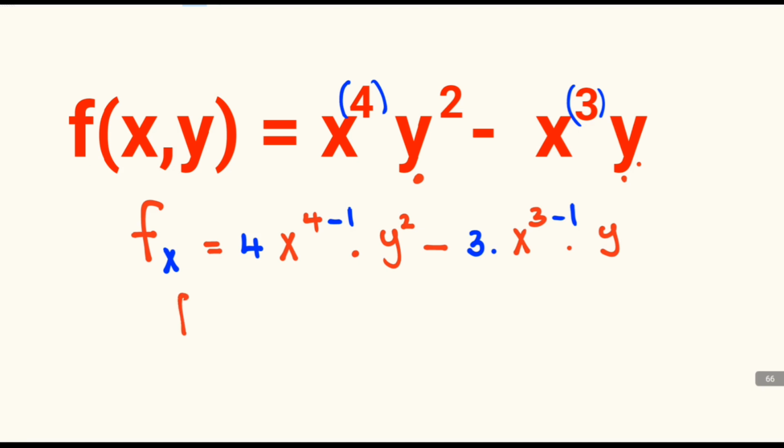Therefore, the partial derivative of f with respect to x will be equal to 4 multiplied by x raised to the power 4 minus 1. The 4 minus 1 is equal to 3, multiplied by also the y squared, minus 3 multiplied by x raised to the power 3 minus 1, which is equal to 2, multiplied by y.